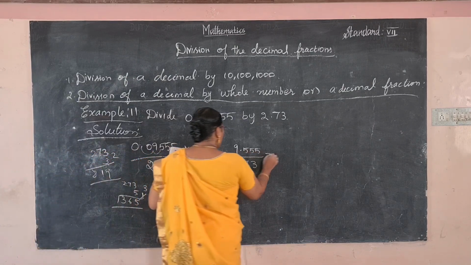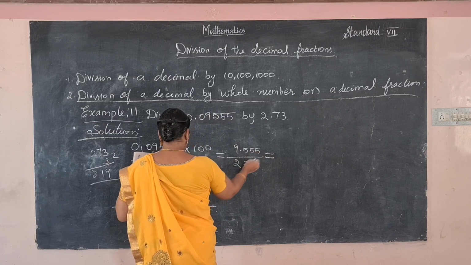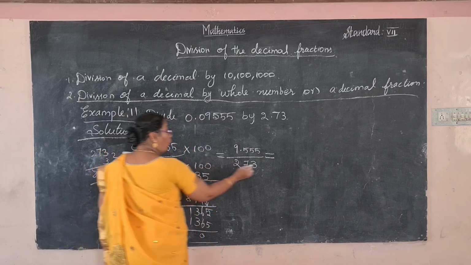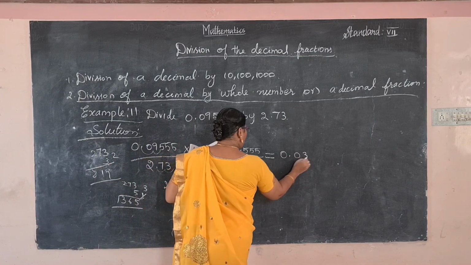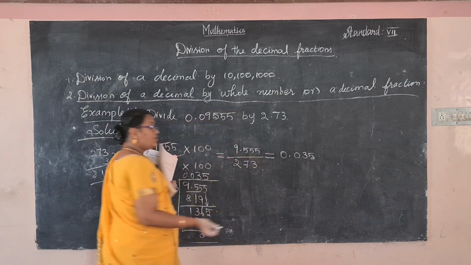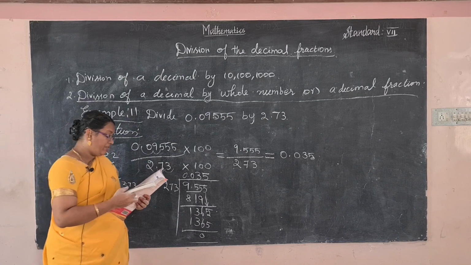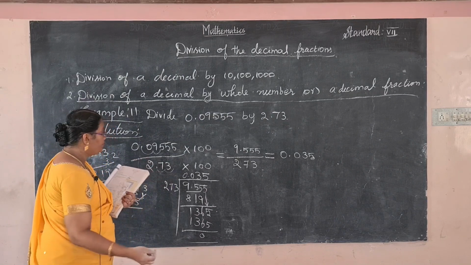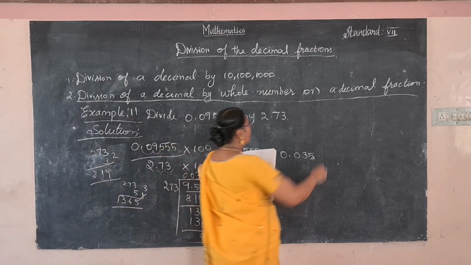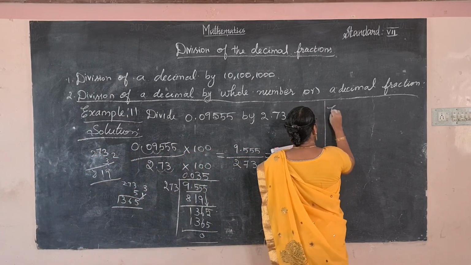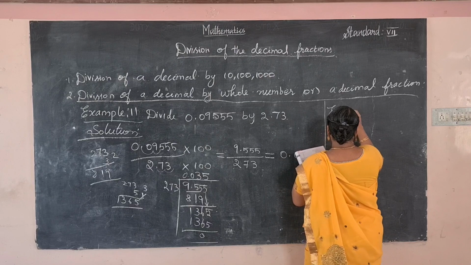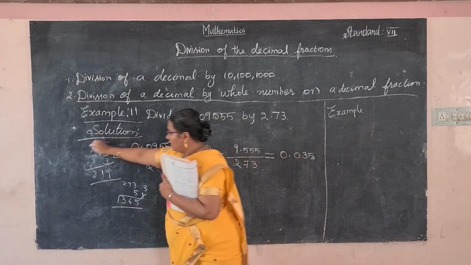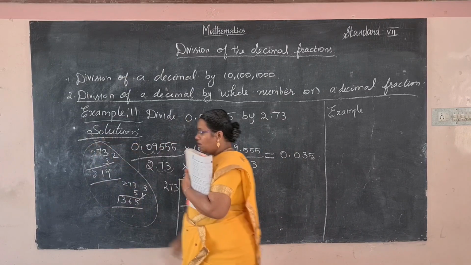So the value of 9.55 divided by 273 is 0.035. 0.035. That's the answer. Okay. Now example 12. These are all calculated in the rough work area. Okay.